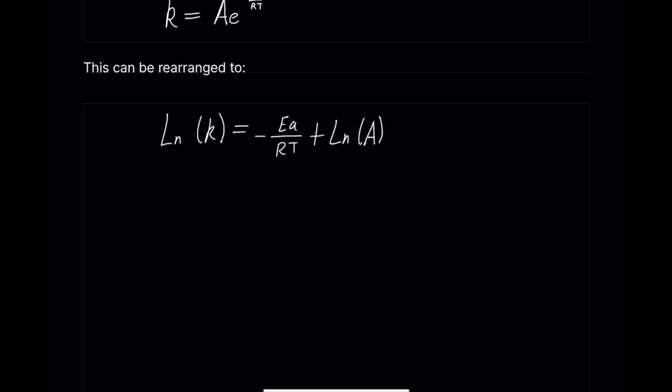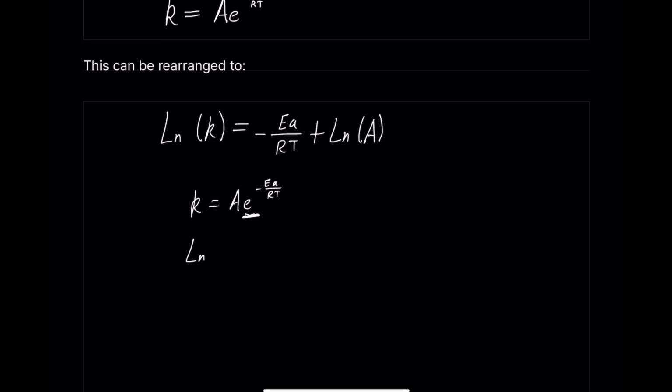Anyway, so the equation is k is equal to A e to the power of minus Ea over RT. Now, because of this e here, we have to do something called the natural log, and that would mean doing ln k. This is how we get rid of the exponential. We have to do ln k is equal to ln of A e to the power of minus Ea over RT.